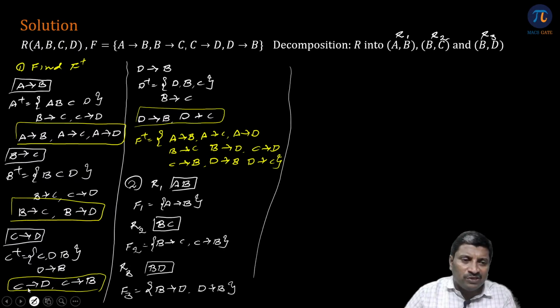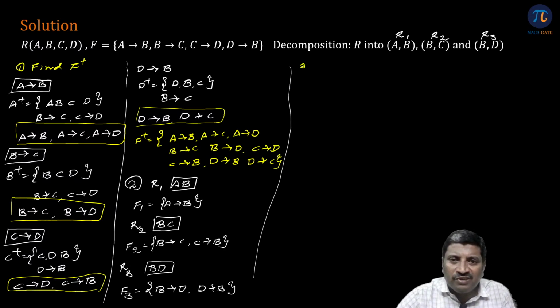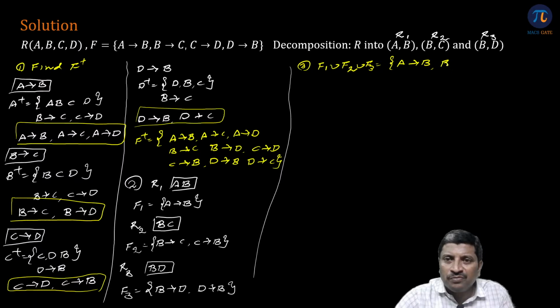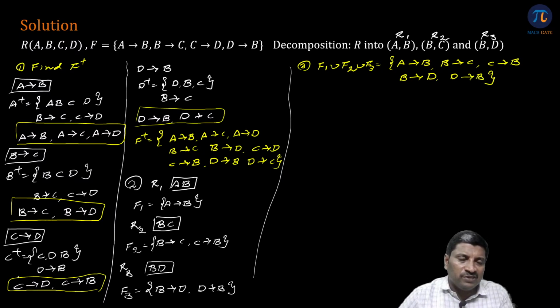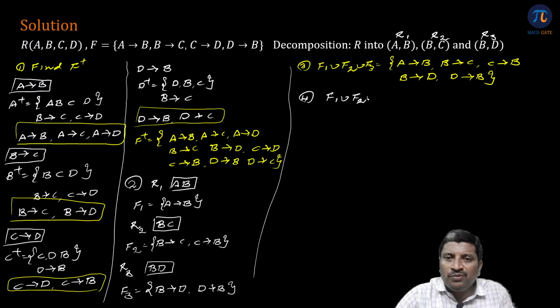Now the third step. What is the third step? Make the union and verify whether it covers F or not. F1 union F2 union F3: A implies B, B implies C, C implies B, B implies D, D implies B. Then the fourth step: verify whether F1 union F2 union F3 covers F or not.